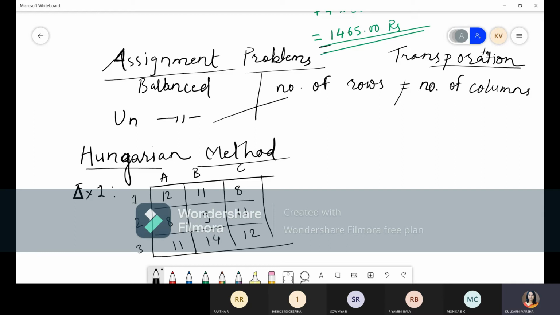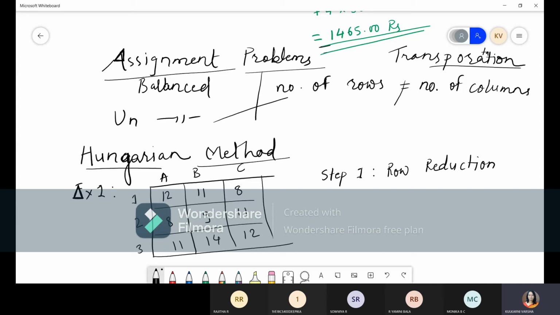Starting with this, our first step, step number 1. I hope all of you are paying complete attention, because if you miss something, you will be confused. So what is step number 1? Step number 1 is row reduction. Row reduction says to select the minimum element in each row and subtract it from the other elements of that particular row.